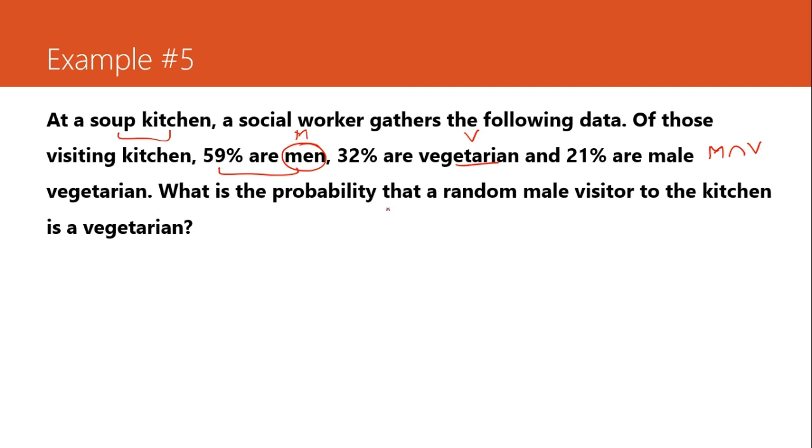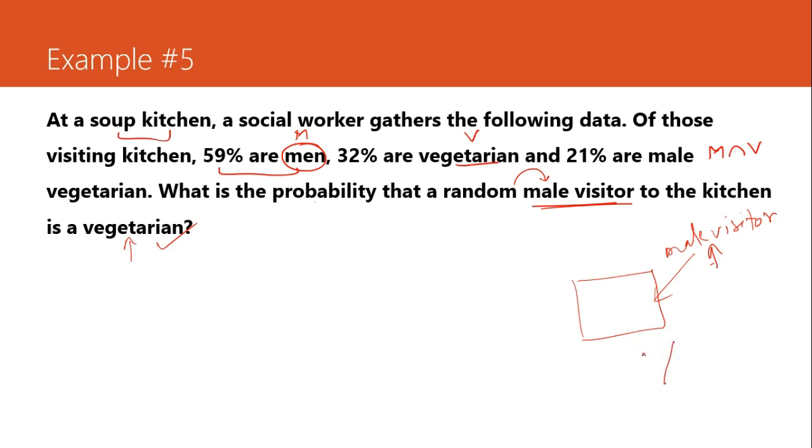Alright. Now what is the probability that a random male visitor to the kitchen is a vegetarian? This sentence is slightly complicated to understand. So read it slowly. What is the probability that a random male visitor? What this sentence means is, at your restaurant, a random male visitor comes. Male visitor, alright? Now you have to calculate the probability whether this male visitor is a vegetarian or not. We have to compute the probability of vegetarian, and we know that the visitor at the kitchen or restaurant is male. So how do you write this one?